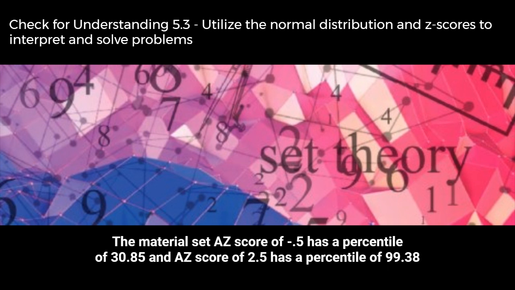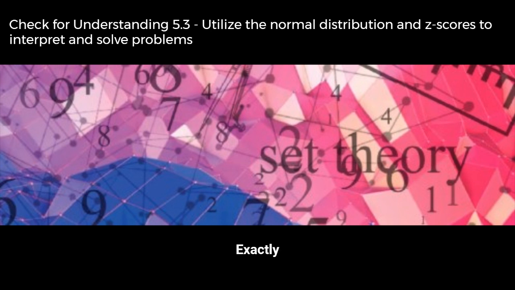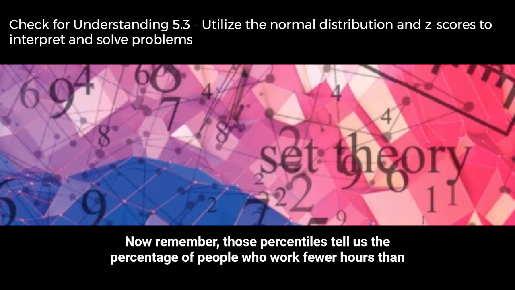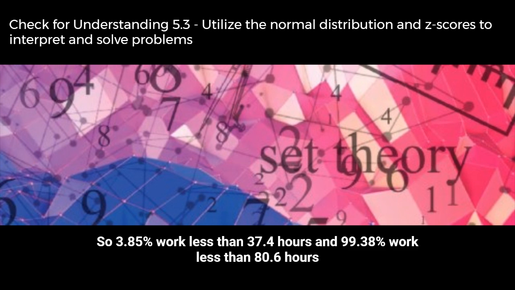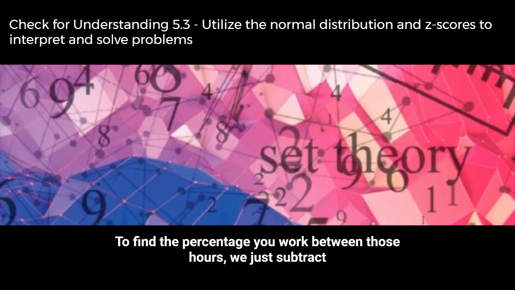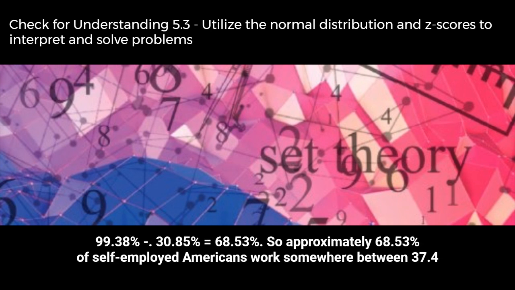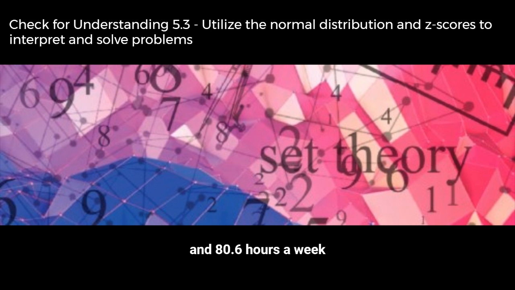Back to the table. The material said a Z-score of negative 0.5 has a percentile of 30.85, and a Z-score of 2.5 has a percentile of 99.38. Exactly. Now, remember, those percentiles tell us the percentage of people who work fewer hours than those values. So 30.85% work less than 37.4 hours, and 99.38% work less than 80.6 hours. To find the percentage who work between those hours, we just subtract, right? You got it. 99.38% minus 30.85% equals 68.53%. So approximately 68.53% of self-employed Americans work somewhere between 37.4 and 80.6 hours a week.